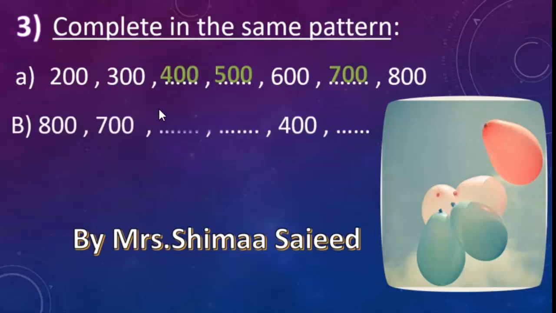Okay, the second one is 800, 700, unknown number, 400, unknown number. What do you notice here? Well done. These numbers are in a descending order, arranged from largest to smallest, and each time it decreases by 100. 800, 700, 600, 500, 400 and 300.